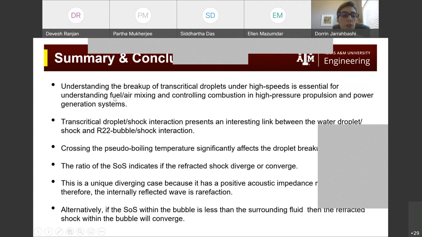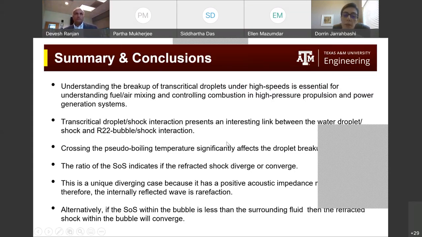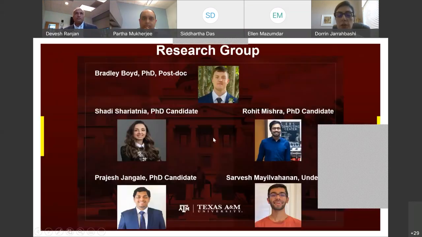So with that, I'd like to quickly go over the main findings of this research. We found a unique case of a transcritical droplet shock interaction, which has features common between the droplet shock interaction as well as the classical R22 bubble shock interaction. And the other thing is that we are coming up with this regime breakup map for transcritical droplets for the first time.